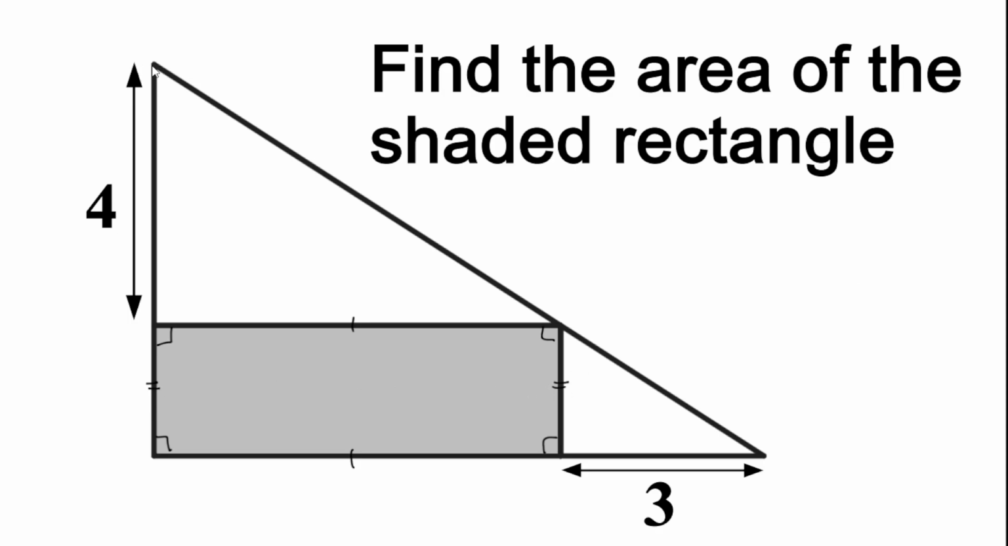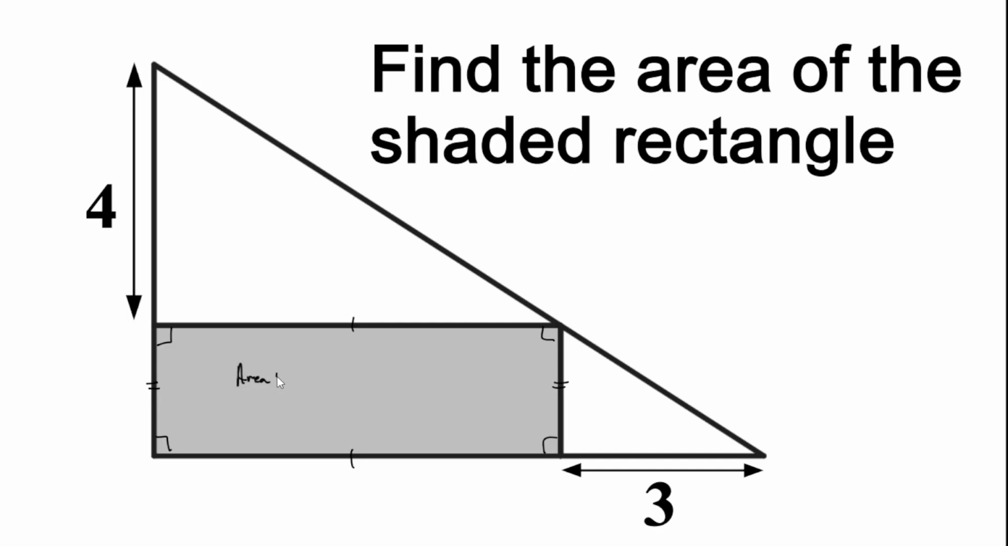We also know that the height of this triangle here, that is, let's say, on top of our rectangle, is equal to 4. And that the base of this triangle here, which is to the right of our rectangle, is equal to 3. And based on this information, we would like to find the area of the shaded rectangle.